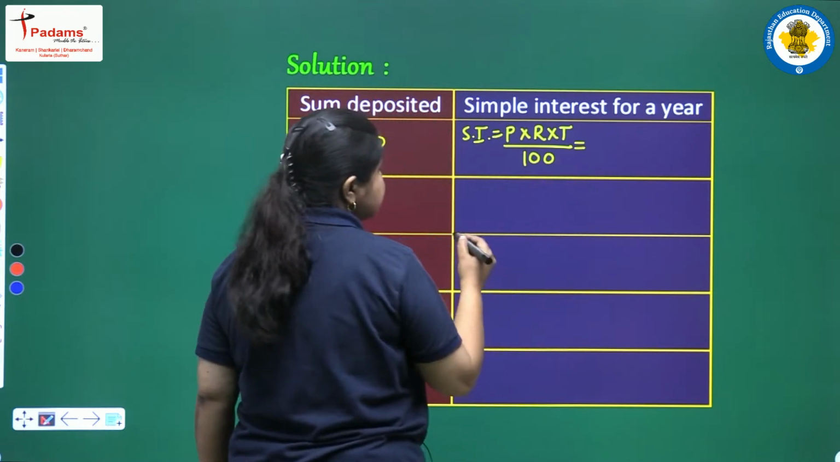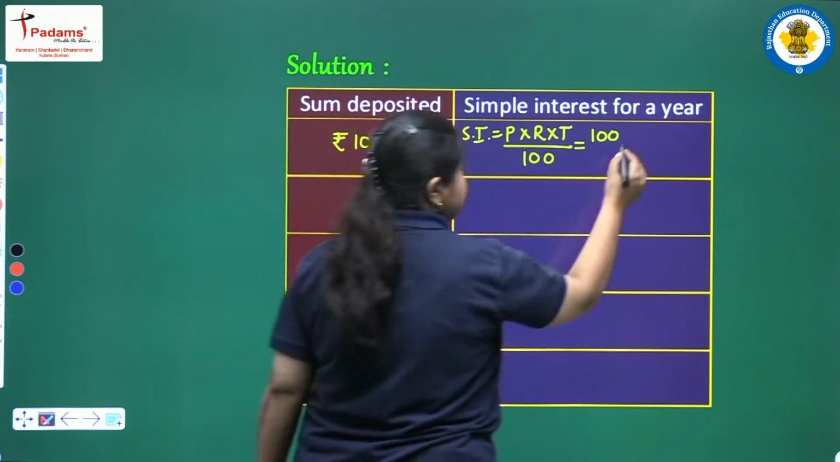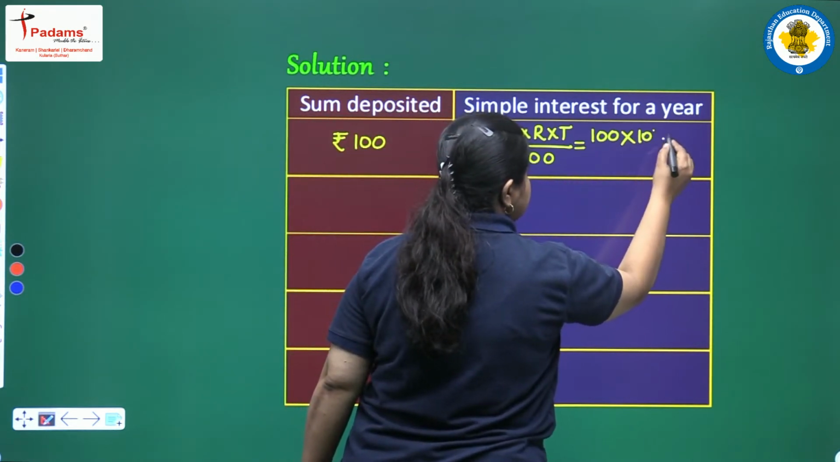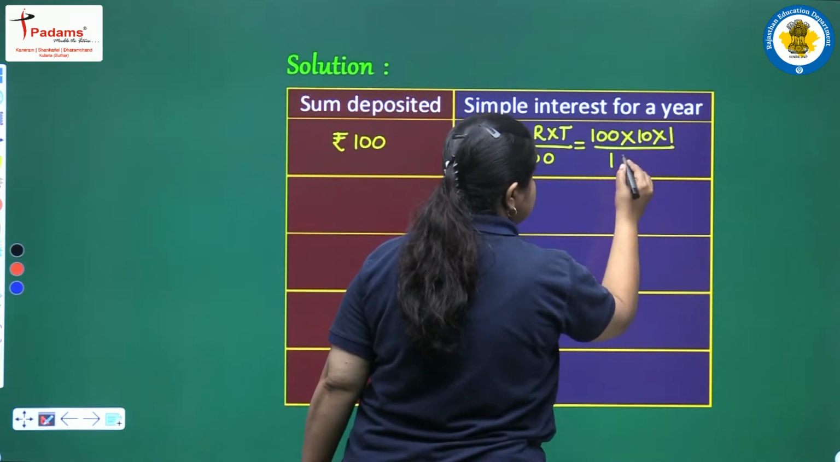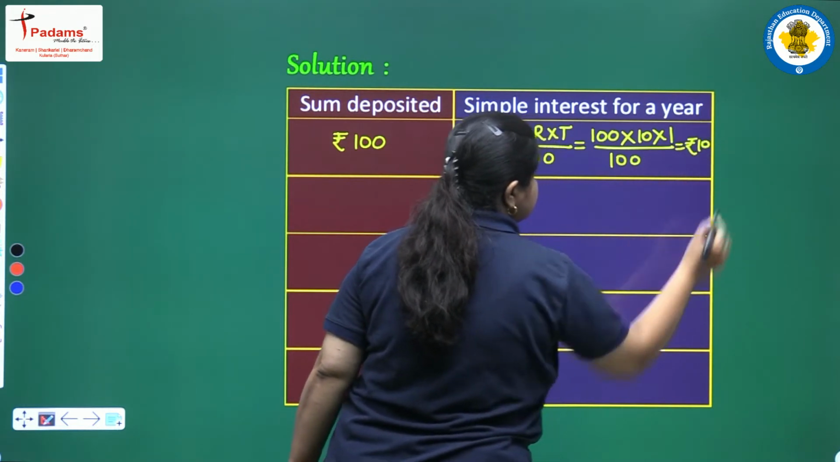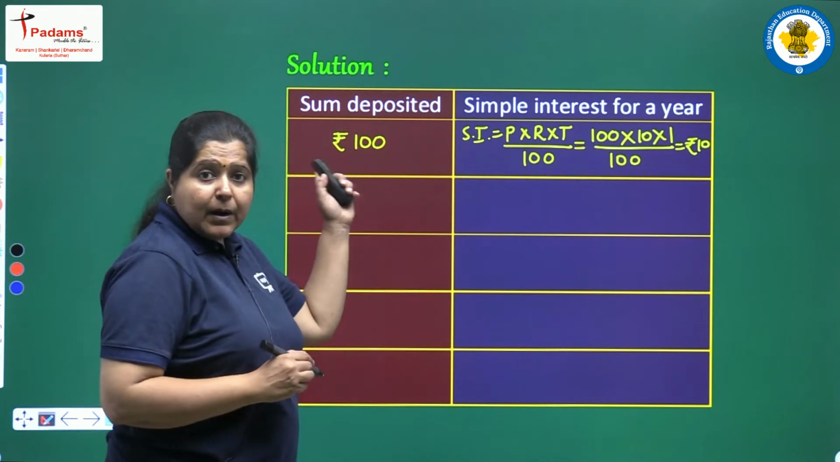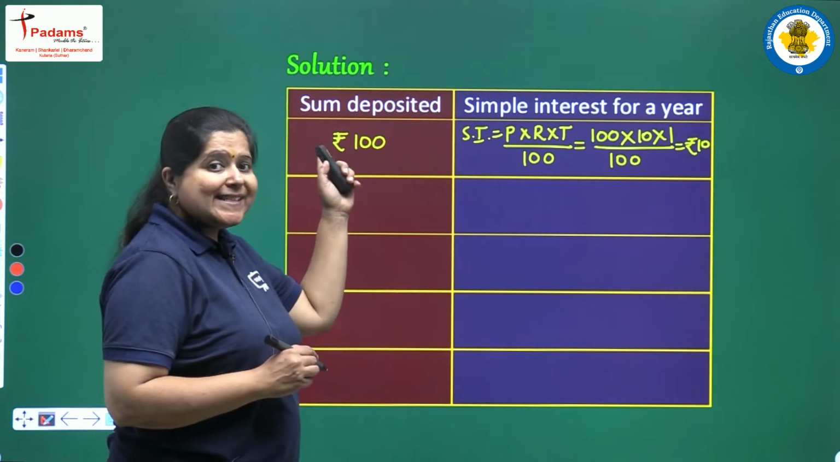And now the principal is ₹100 as we are selecting it to be ₹100. Rate is given to be 10% and the time is 1 year upon 100. Now this will be equal to ₹10. This is the simple interest for 1 year for an amount deposited which is ₹100.